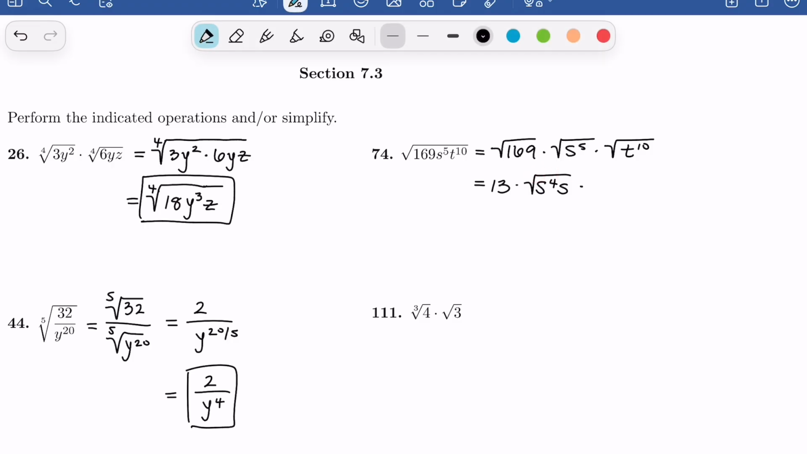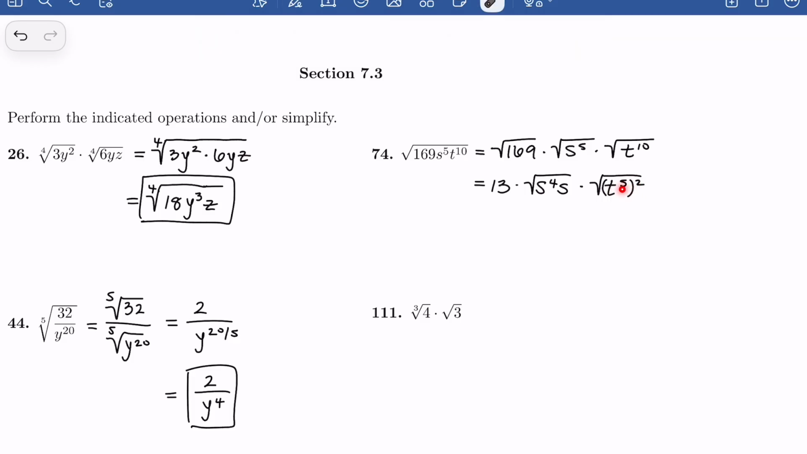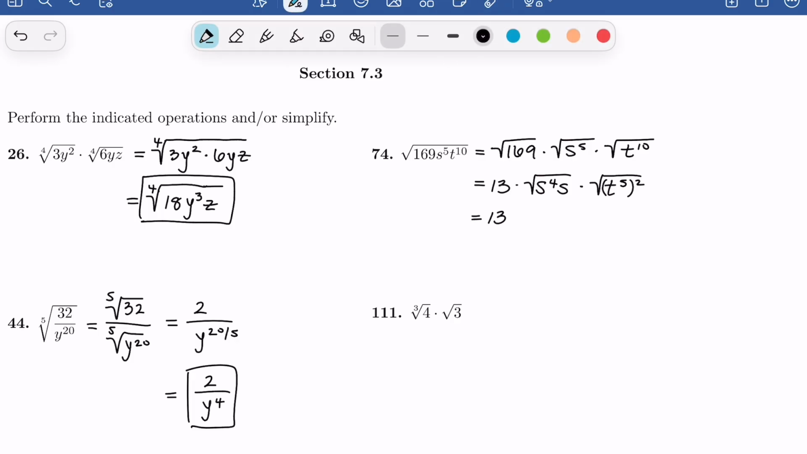Similarly, for this next one here, I can rewrite this as the square root of t raised to the fifth power, squared. Using our exponent rules here, this is the same thing as t raised to the 10th power. All right, so we're going to use a couple different rules here. We still have this 13 here.